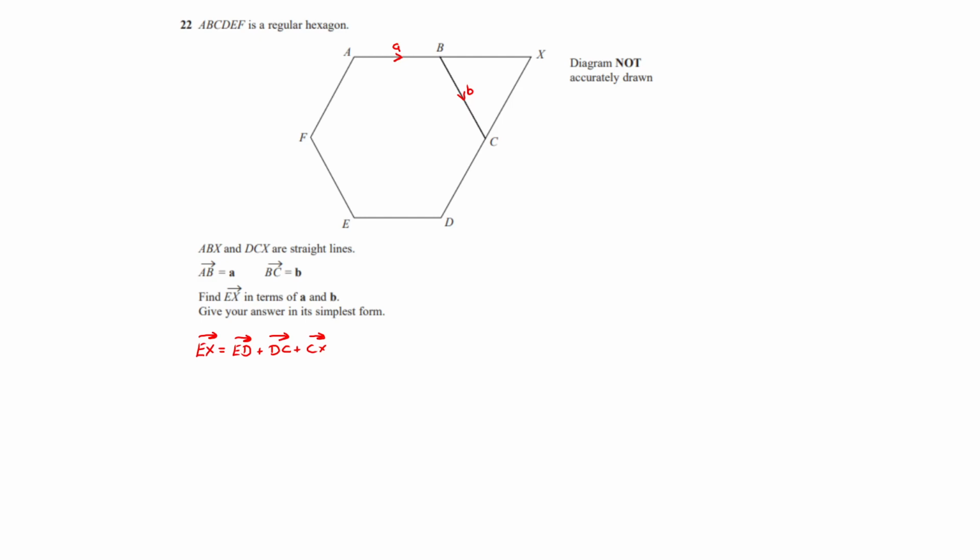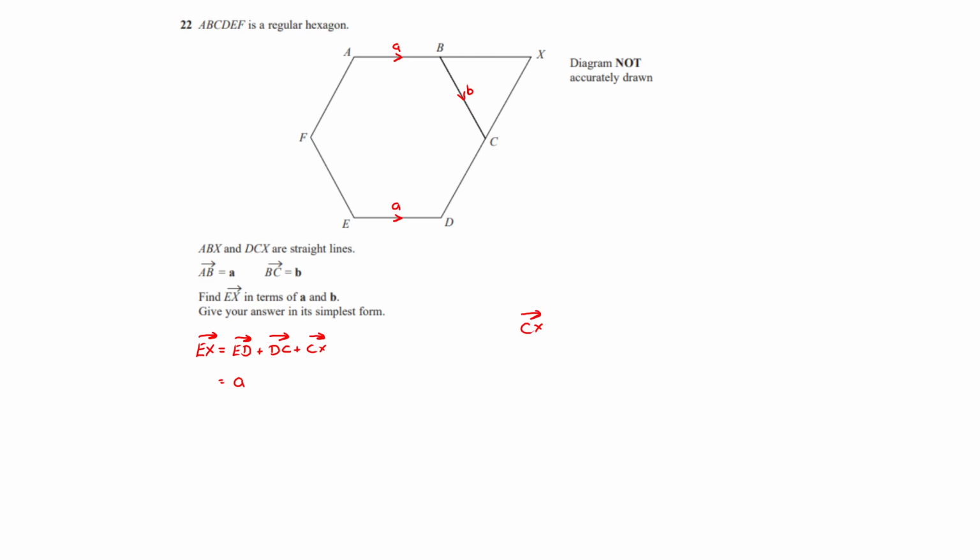Now, as this is a regular hexagon, this side here is the same length and parallel to AB. So therefore the vector going from E to D is also given as a. And the vector from D to C is the same as the vector from C to X. These two will be the same, as those two lengths are parallel because they're on the same line and they are the same length, therefore they are the same vector. So if I can find out one of them, from D to C or from C to X, the other one's going to be equal to that. And we're going to find the vector going from C to X.